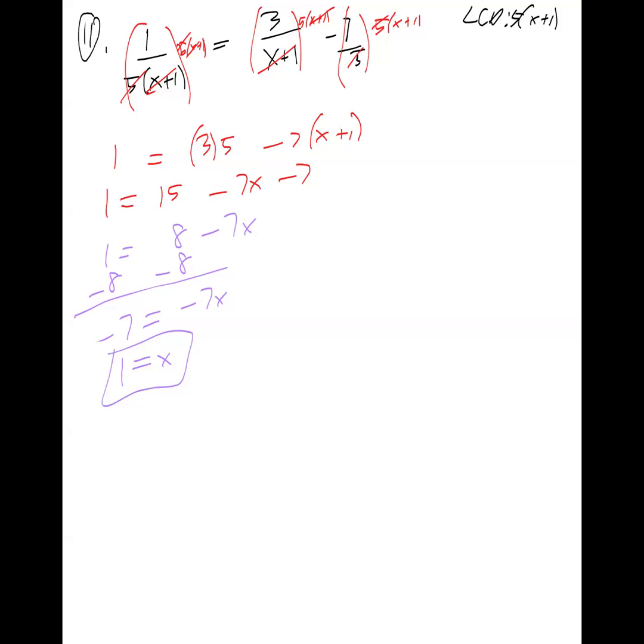And make sure that 1 does not make the denominator 0. So if you plug in 1, you get 1 plus 1 in the denominator, which is 2. So 1 is going to be fine. So x equals 1 is the answer. Okay, let's do number 12.